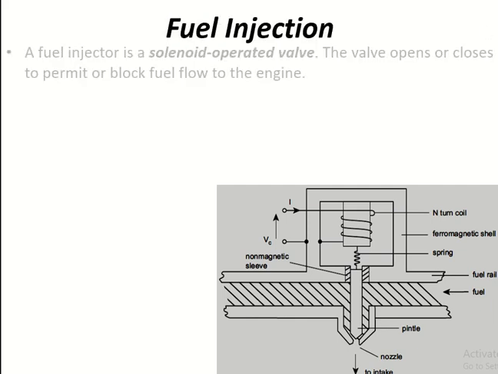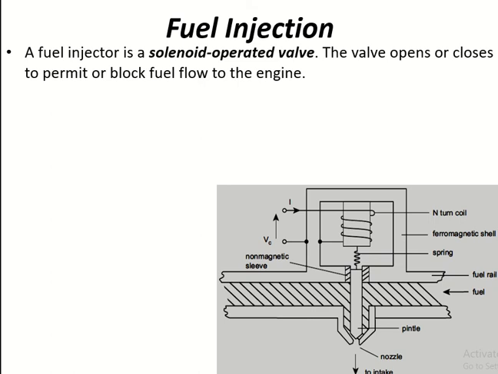In the fuel injection system, a fuel injector is a solenoid operated valve. The valve opens or closes to permit or block fuel flow to the engine. In this diagram you can see that there is a ferromagnetic shell, there is a center post, there is a spring. Along with the spring, a pintle is joined over here. This is the nozzle and this is the inlet of fuel. The fuel can go in through this passage. These are the non-magnetic sleeves, and there is an input terminal voltage which allows the current I to flow through these N number of coils.